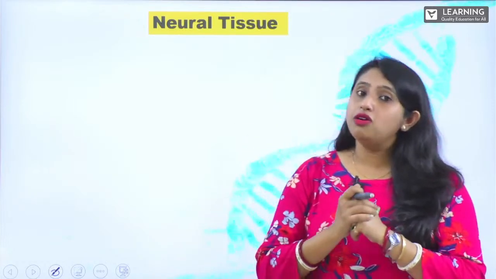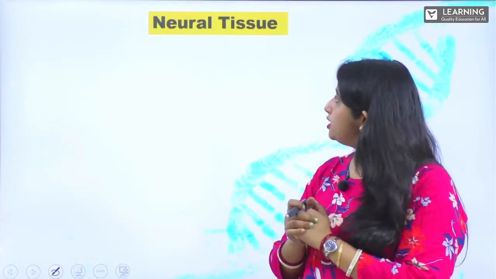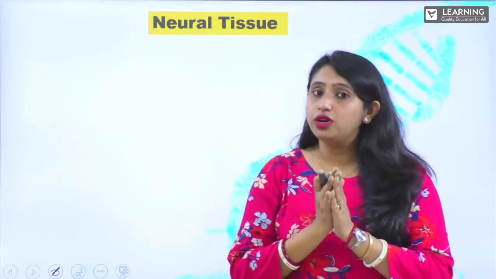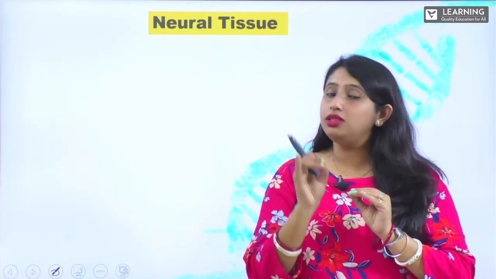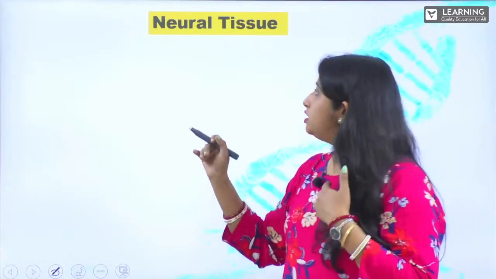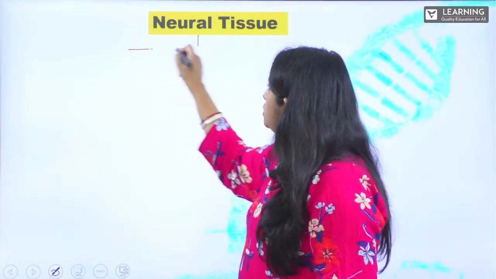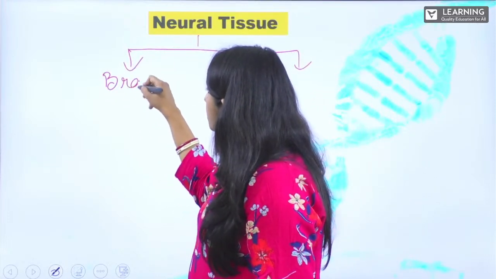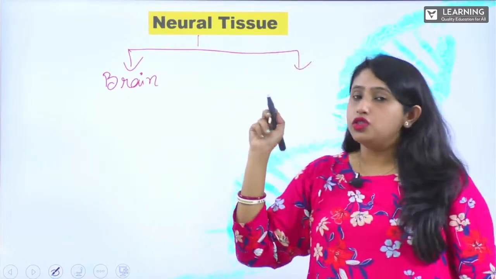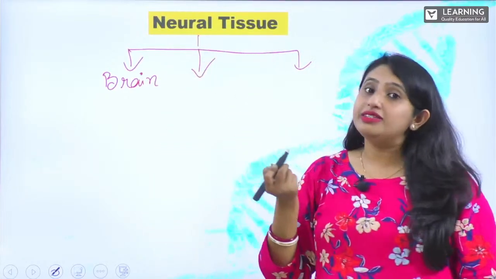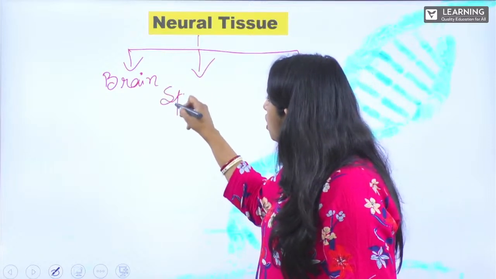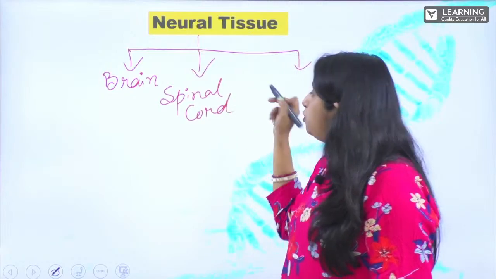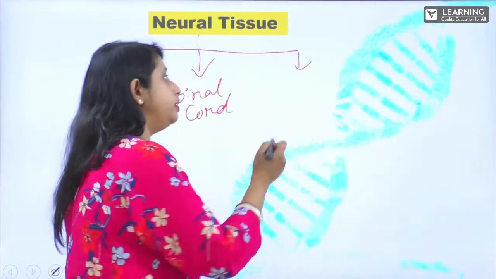Now let us learn about another type of tissue for today, the neural tissue, that is the nervous tissue. So nervous tissue is what? It is the tissue on which all the tissues depend, right? So the nervous tissue or the neural tissue mainly controls our brain, right? It is mainly present in the brain, then spinal cord, and one more is the nerve, right?